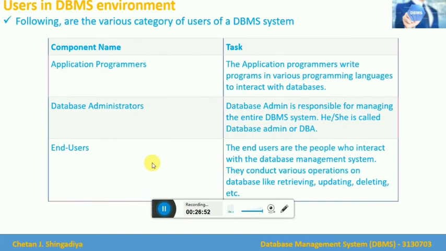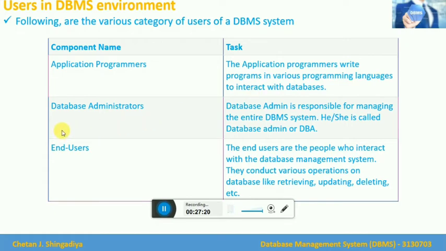So after understanding the difference between DBMS and flat file management system, we will also like to see the users in DBMS environment, or we can say the database users. The first user is the application programmer. The task of this user is to write programs in various programming languages to interact with databases.